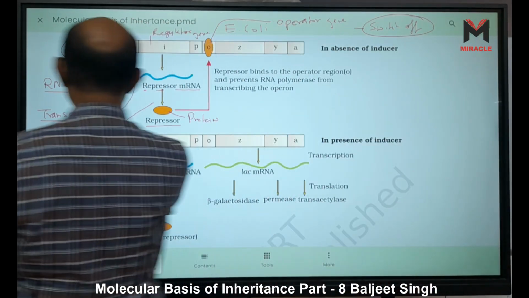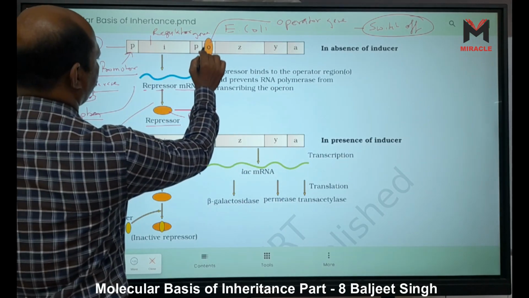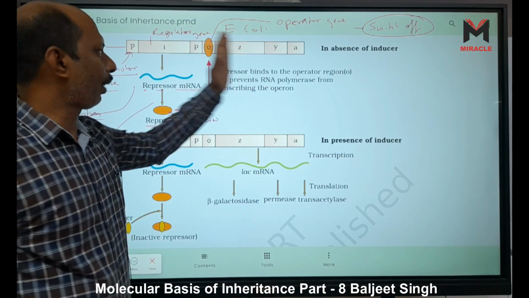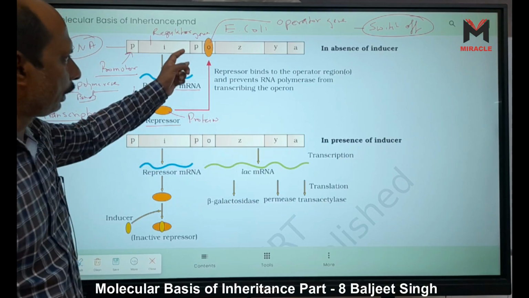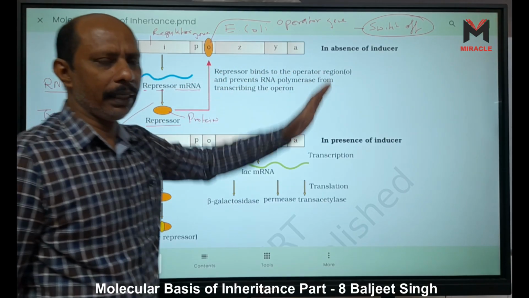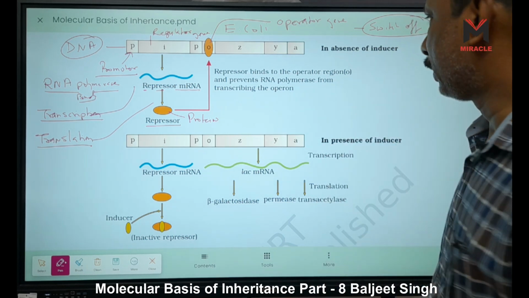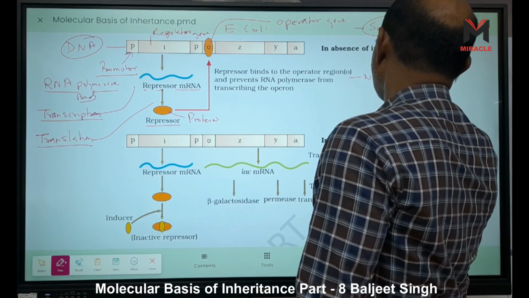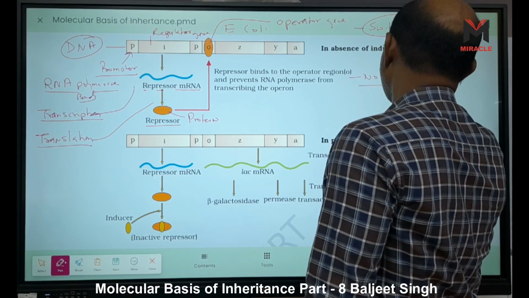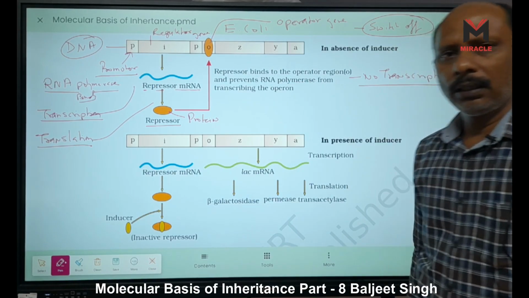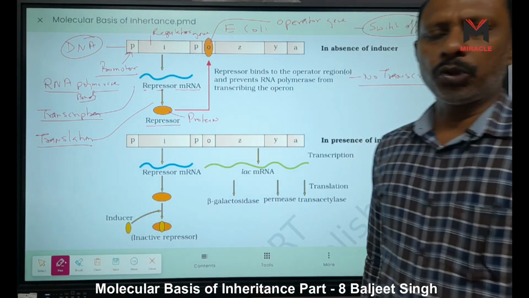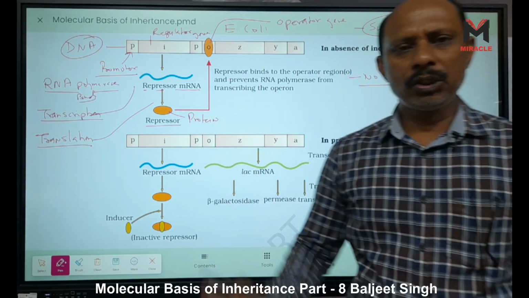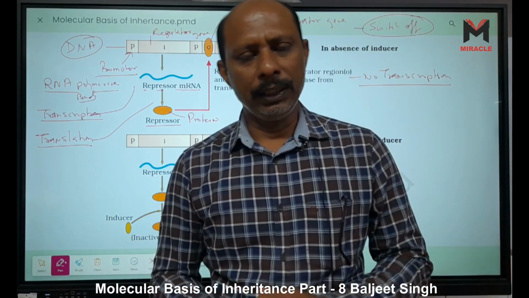Now look here, RNA polymerase moves from this side to this side. Due to the presence of the repressor protein on the operator gene, it cannot pass the operator gene, and that means transcription of ZYA is stopped. No transcription happens here. This process is called switched off. The repressor binds with the operator. Normally these genes are present in the stop condition.